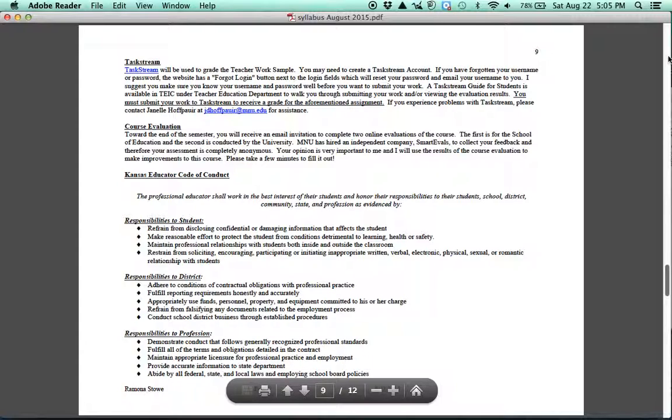And finally, the Kansas Educator Code of Conduct. This is something that KSDE would like us to put in all of our syllabi, just reminding you as a professional teacher of some things that you need to do and so on. So that's the brief orientation.